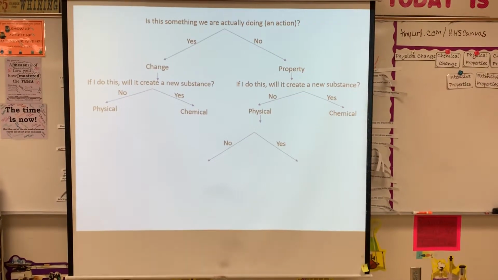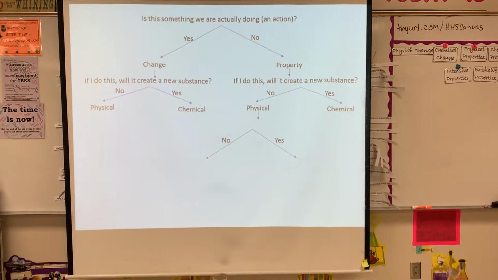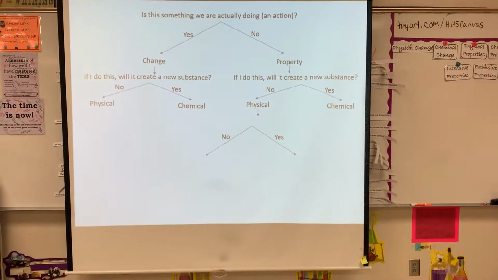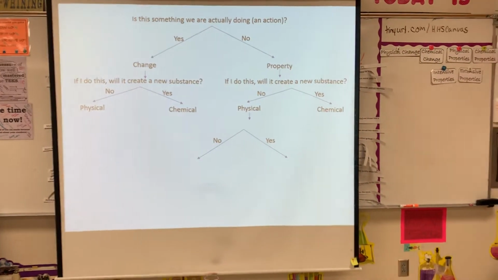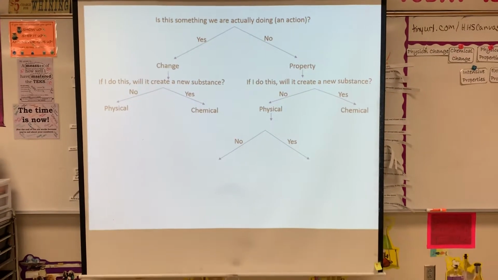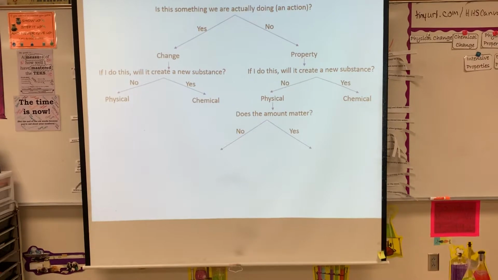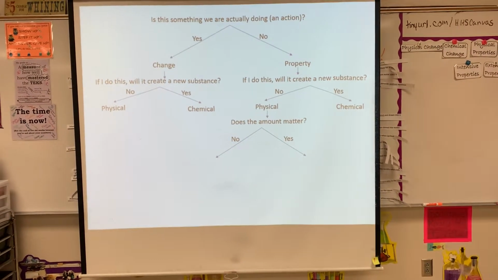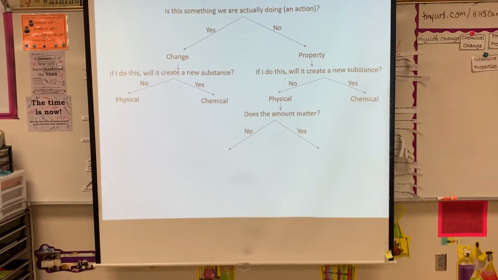So now our physical properties, we can then break down into two further properties. We can get a little more specific. What kind of physical property is it? So the next question we would ask ourselves, once we know that it's a physical property, we can ask, does the amount matter? If I cut it in half, is this going to change?